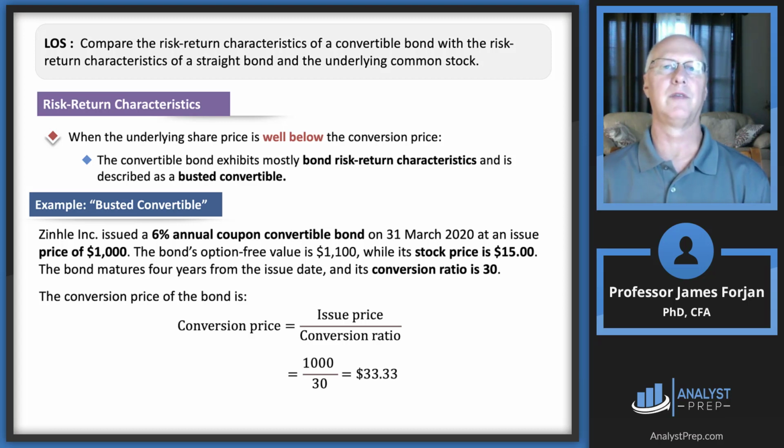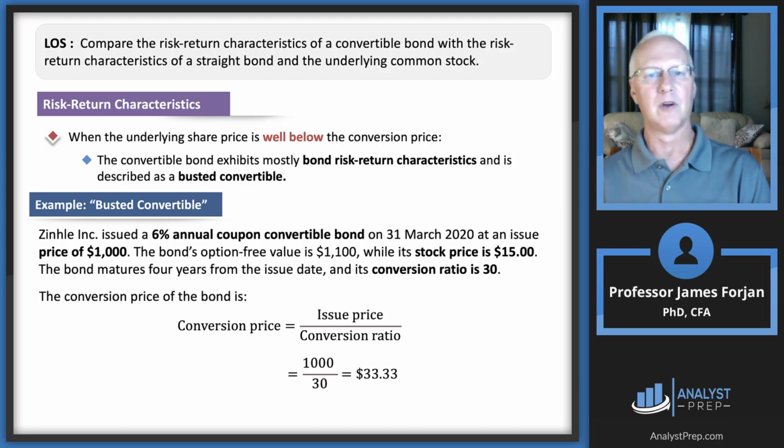All right, so you ready for this scenario? Let's suppose that the underlying share price is well below the conversion price. So what that means then is that this convertible bond is probably going to act an awful lot like a regular old option-free bond. So look at that second diamond point, the indented diamond point. The convertible bond exhibits mostly bond risk return characteristics, and it's described as a busted convertible. So think about what that means.